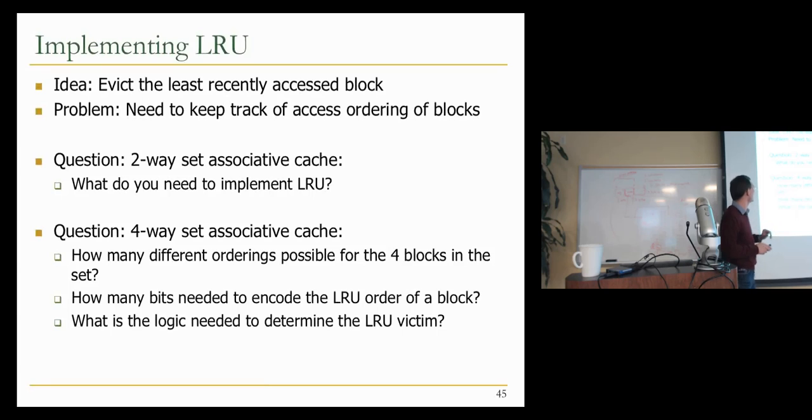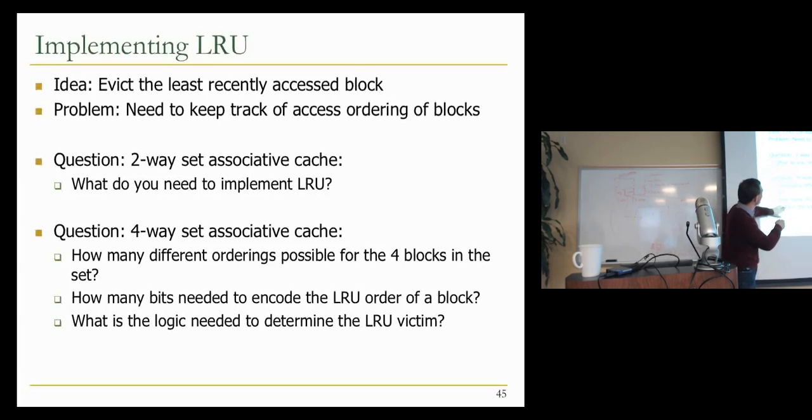Now you need to consult the table. Well, I guess we've already discussed this. How many bits are needed to encode the LRU order of a block? Well, basically, it's 5 bits for the entire set. What is the logic needed to determine the LRU victim? Now, this becomes complicated. You need to decode that value to figure out what it maps to, and then replace the LRU victim. And then you need to re-encode it. That's kind of not fun.